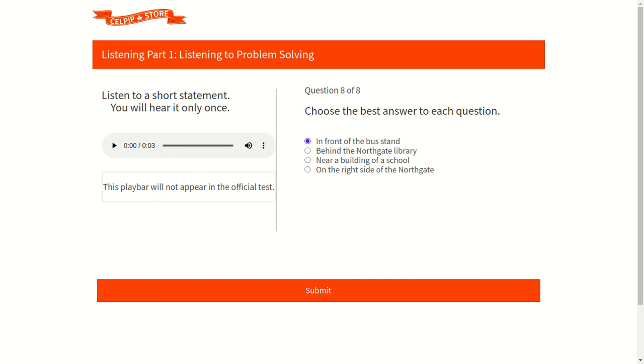We have 4 options now. Option 1, in front of the bus stand. Option 2, behind the North Gate Library. Option 3 is, near a building of a school. And option 4 is, on the right side of the North Gate. We can listen very clearly in the audio that the cab stand is located behind the North Gate Library. So accordingly, the second option is the correct option, that is behind the North Gate Library.